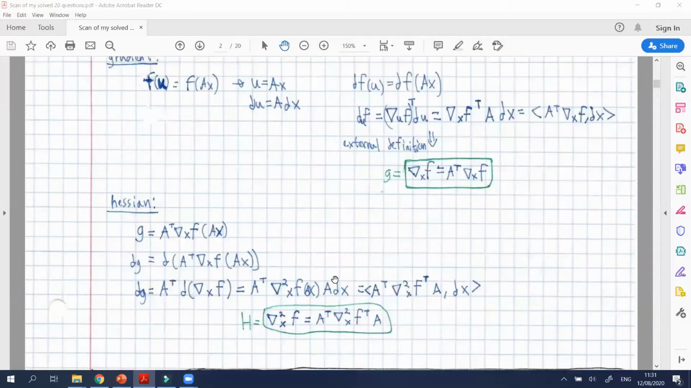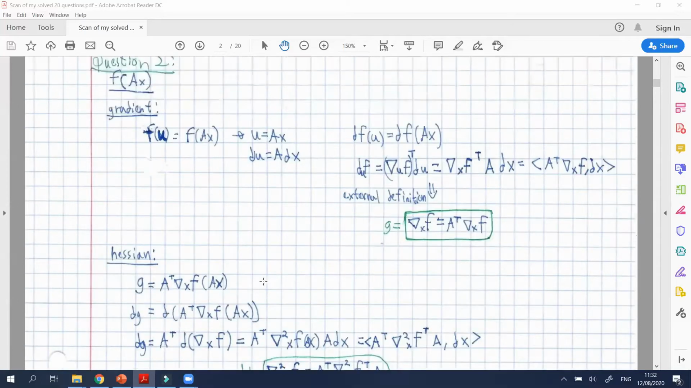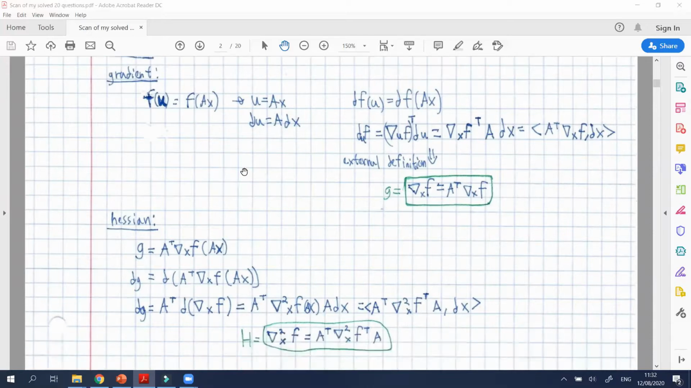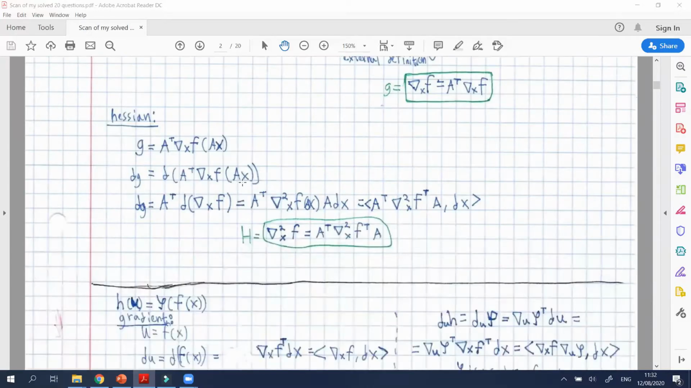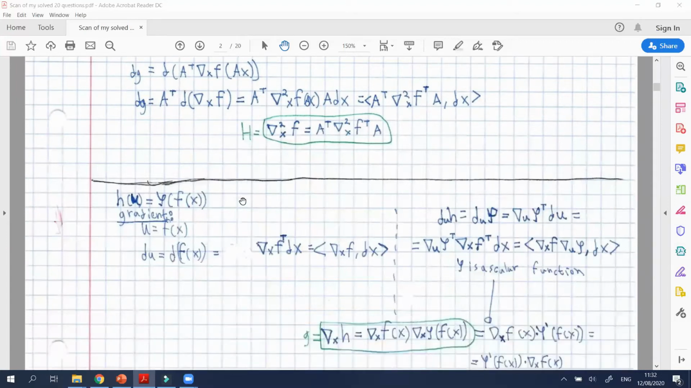And by definition of gradient, if we want the gradient of the gradient, so we just achieve the gradient, this is the gradient. We just transpose this and we get A transpose gradient squared with respect to x of f transpose at point Ax, obviously, times A. So this is the Hessian. So this has been f of Ax. Now we will move to a more interesting problem in the second function we have.